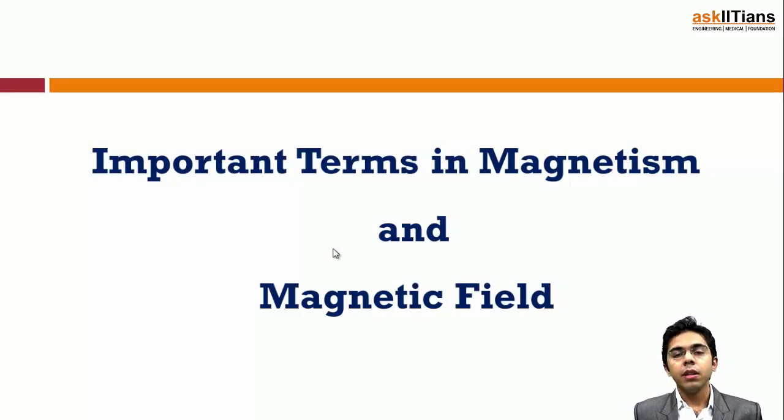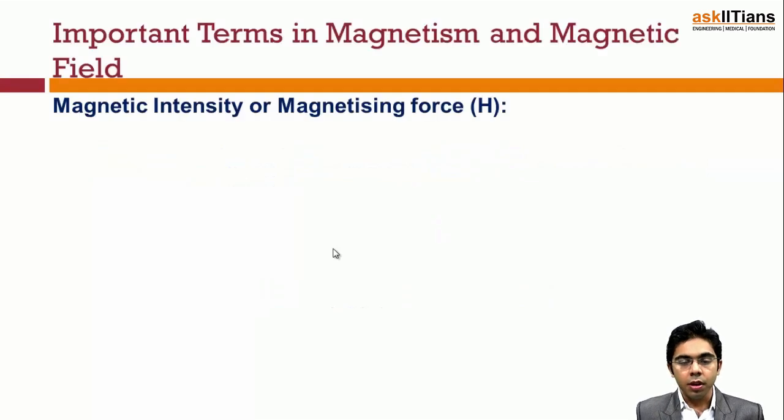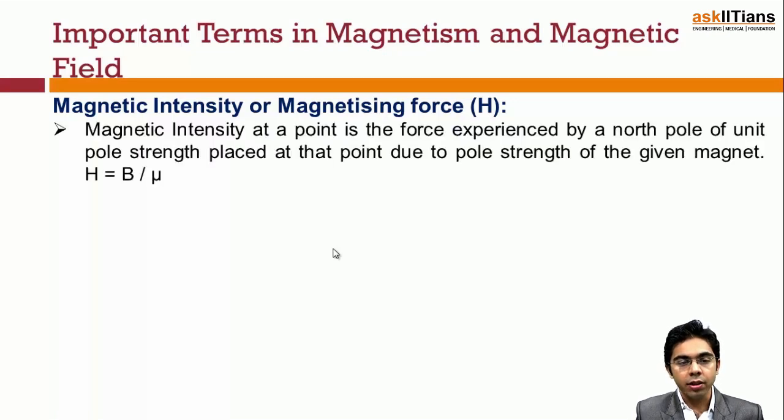Let's proceed. So guys, important terms in magnetism and magnetic field. Now in this part we are going to introduce certain important terms. Magnetic intensity or magnetizing force, which we denote by H. It is the force experienced by the north pole of unit pole strength placed at that point, due to the pole strength of a given magnet.